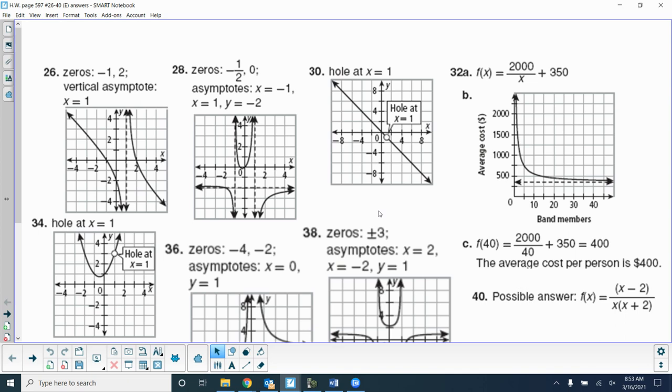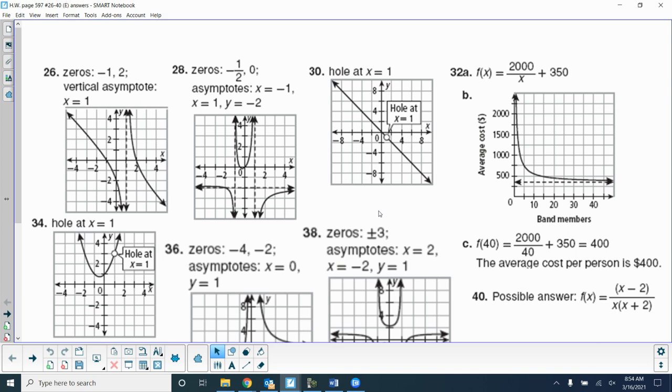and the bottom 1. And then number 30, we must have had an x minus 1 in the top and the bottom that we cancel out. And that left us a hole at 1. And it looks like the numerator was just -x on the top. So that's the graph of y equals -x with a hole at 1. And our 0 is at 0 because it went through the origin.